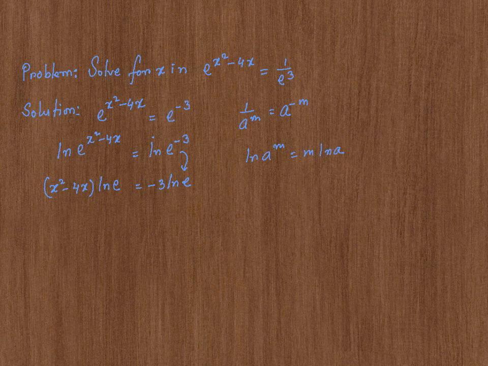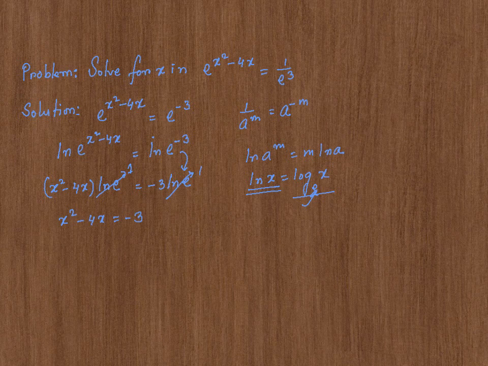Now, as you probably know, but I would remind you that ln of x is the same as log base e of x. When the base is e, it's useful and it shows up very often in applications, so we give it a special name. We call it natural log, or ln. Now, ln of e is, by the way, just 1, so that gives you x square minus 4x is equal to negative 3.